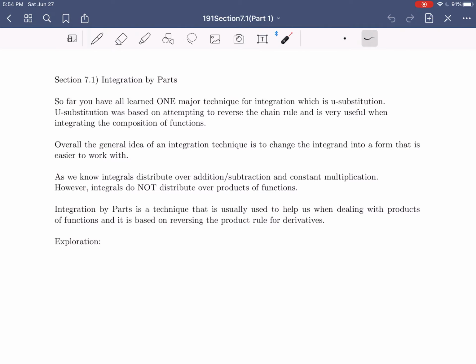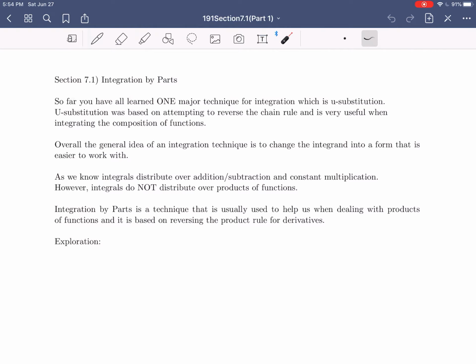Remember that U substitution was based on attempting to reverse the chain rule, and it's very useful when trying to integrate the composition of functions. So if we see a composition of functions, one function plugged into another, then oftentimes we need to use U substitution to actually perform that integral.